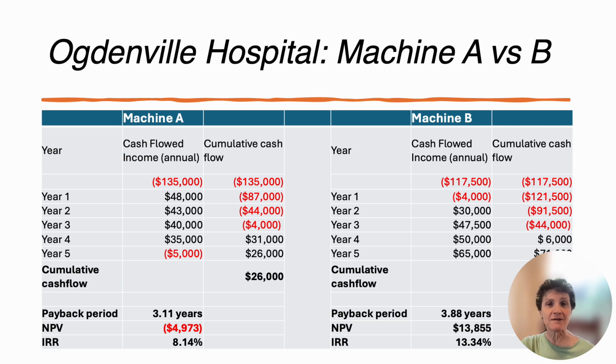Using net present value and the related internal rate of return, they are often preferred because they account for the time value of money and for the value of the investment throughout the entire period of usefulness. Both of these methods also lead to machine B being preferred.